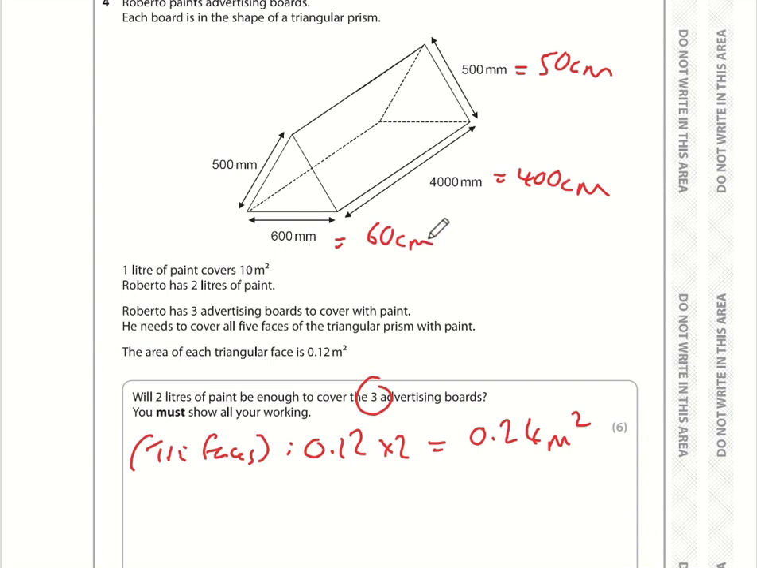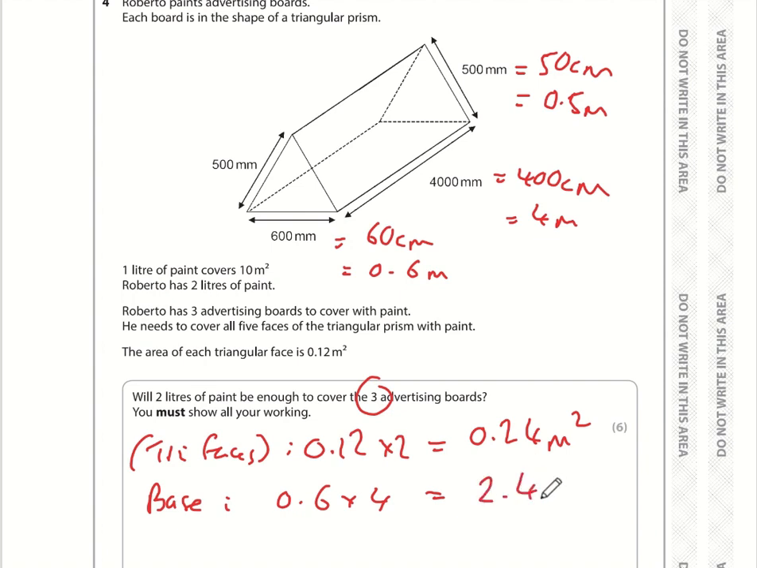There are 100 centimeters in the meter, so if I divide all of these by 100, I've got it in meters, so that's 0.5 meters, that is 4 meters, and this is 0.6 meters. Okay, first of all, let's work out the area of the, let's call this the base. So the base, that is going to be 600 by 400, or 0.6 times 4, and 0.6 times 4 is 2.4 meters squared.